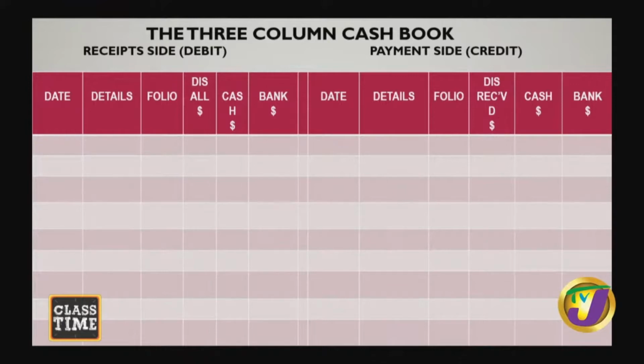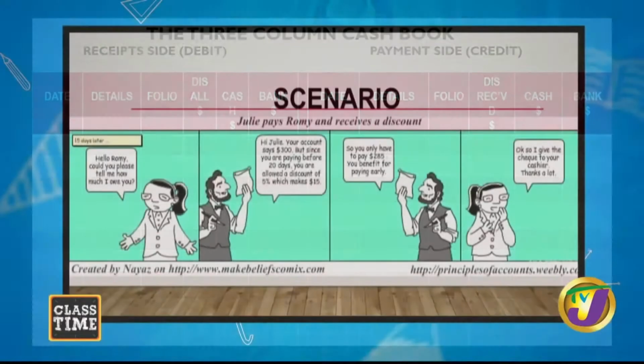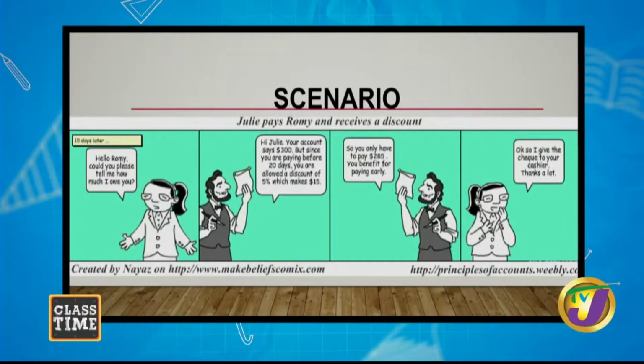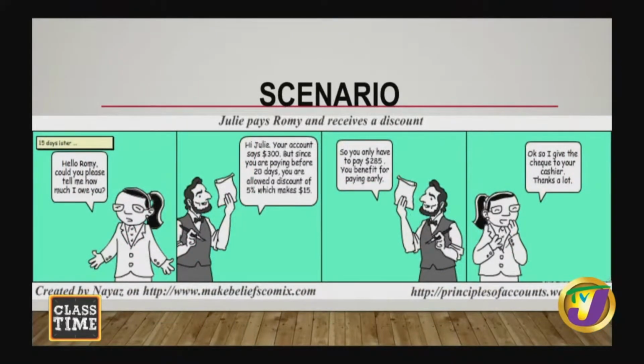look at this scenario. It involves Julie and Romy. 15 days ago, apparently, Romy had sold Julie some goods on credit. 15 days later, Julie comes. Hear her. Hello, Romy. Could you please tell me how much I owe you? Romy responds. Hi, Julie. Your account says $300, but since you're paying before 20 days, you're allowed a discount of 5%, which makes $15. So you only have to pay $285.